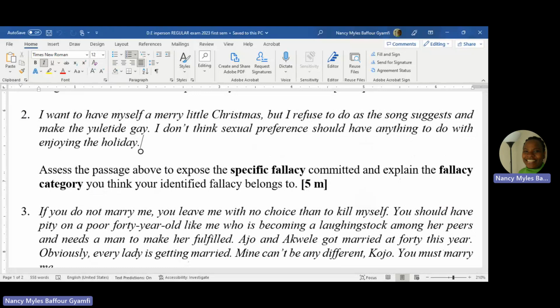So the specific fallacy you are looking for, look at the question. It says, assess the passage above to expose the specific fallacy. You see, it's emphasized in bold. Don't just come and talk about it, but tell us the fallacy being committed. This is unit 10, the first part of unit 10 that discussed fallacies that manipulate language. Equivocation is a manipulation of the language. You can't say any other thing if you have engaged the content. Okay? The specific fallacy is equivocation. Which fallacy category is that? It is the fallacy that manipulates language.